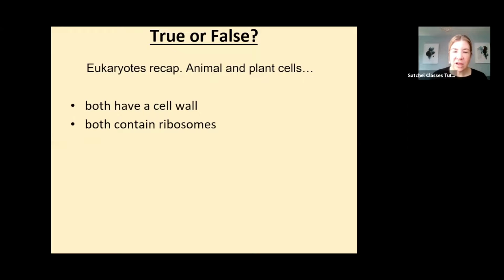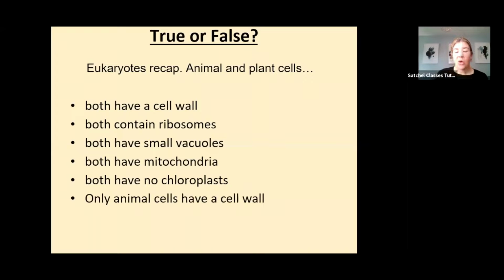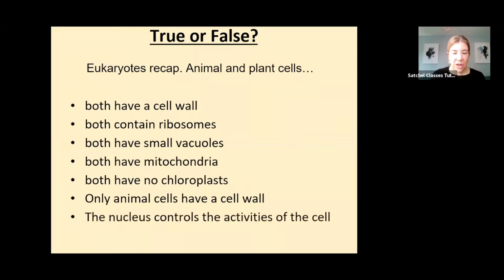True or false, they both contain ribosomes. True or false, both have small vacuoles. Both have mitochondria. Both have no chloroplasts. Only animal cells have a cell wall, is it true or false? And the nucleus controls the activities of the cell. Have a think. Again, feel free to pause the video if I've gone too fast. We're going to go through the answers now, so make sure you've had a go.